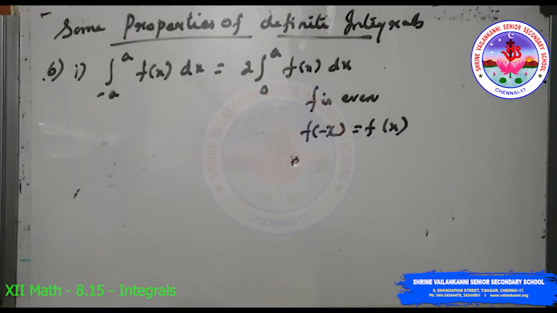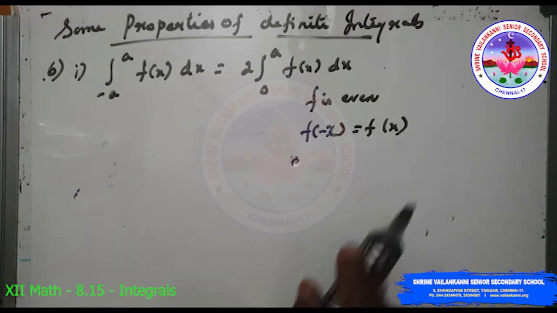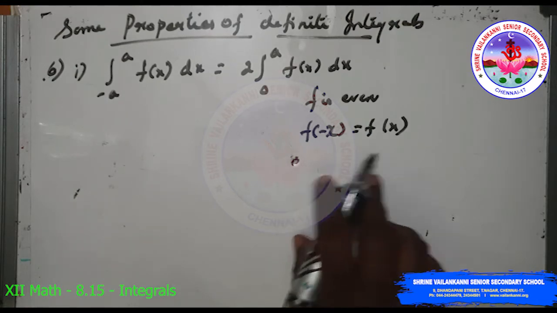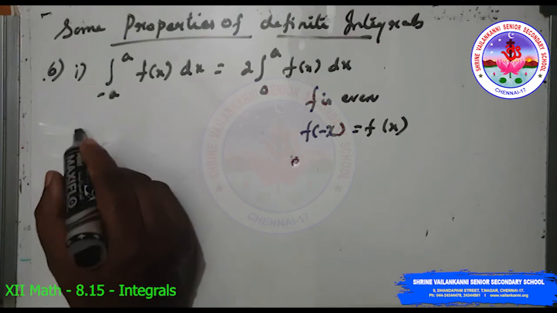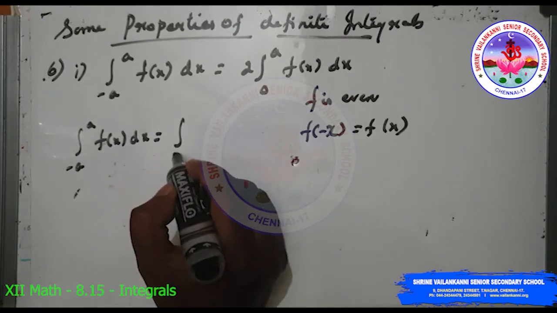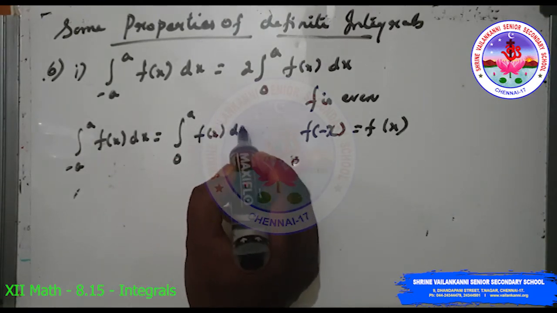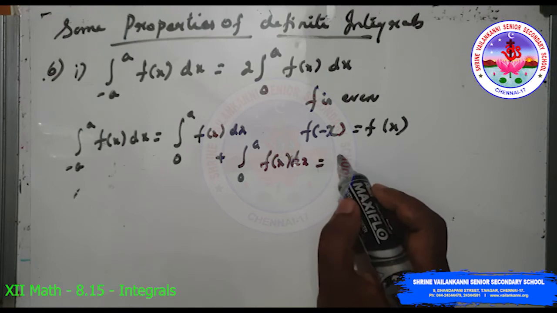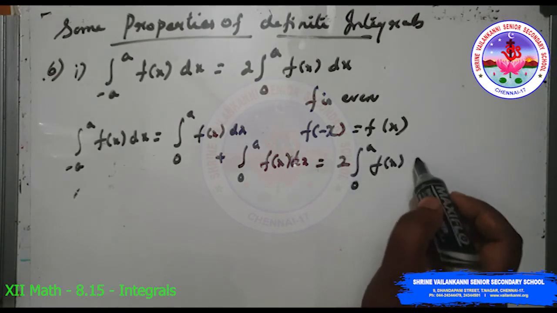Sixth property, first one: integral of minus a to a f of x dx is equal to 2 times integral of 0 to a f of x dx if f is an even function, that is f of minus x equal to f of x. So if f is an even function, then we can write this as integral 0 to a f of x dx plus integral 0 to a f of x dx, which is equal to 2 times integral of 0 to a f of x dx.